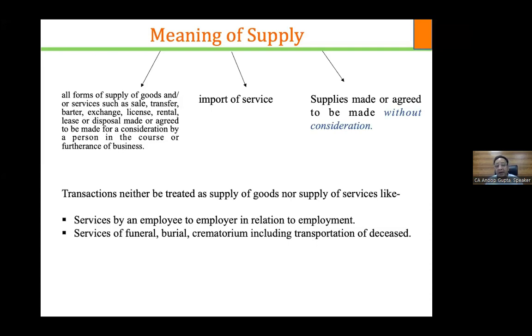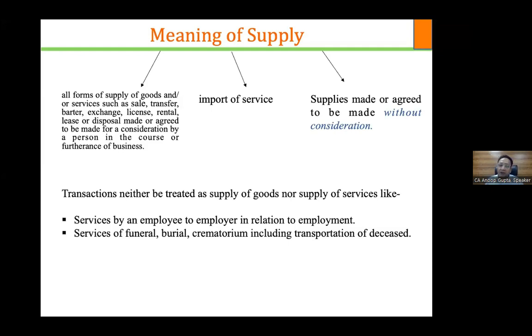And secondly, the construction of a building. If I am a contractor and I am constructing a building for you, so what is it? Whether it is a supply of goods or whether it is a supply of services. I am constructing it, I am employing the labor therein. So it is a supply of service, but I am incorporating some goods therein. So it is a supply of goods. So Schedule 2 talks about all these transactions, whether this transaction will be treated as a supply of service or whether it will be treated as a supply of goods.